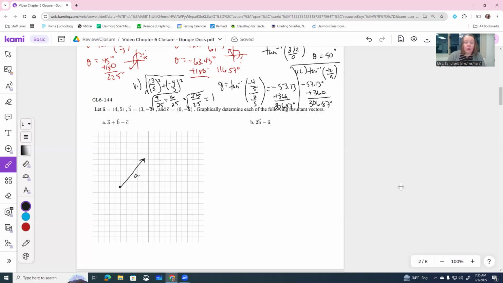A. Okay, to that, I'm adding 3, negative 3. That means from here, I have to go to the right 3. So 1, 2, 3, and then I have to go down 3. So that puts me here. Here's my vector B.